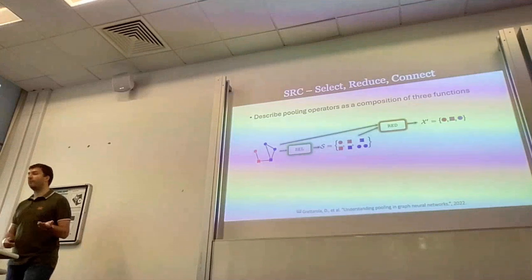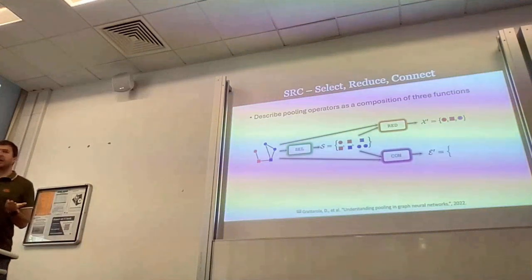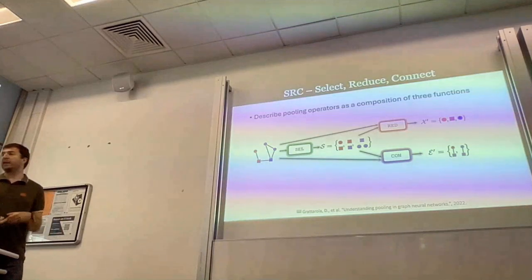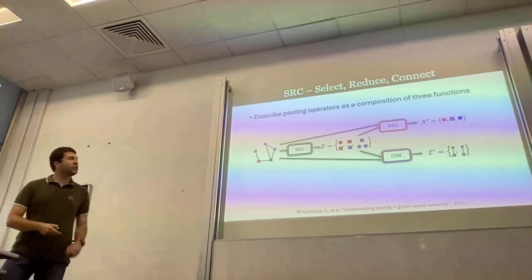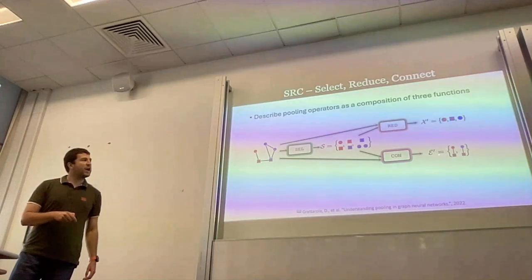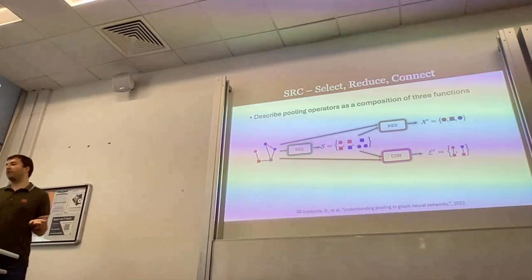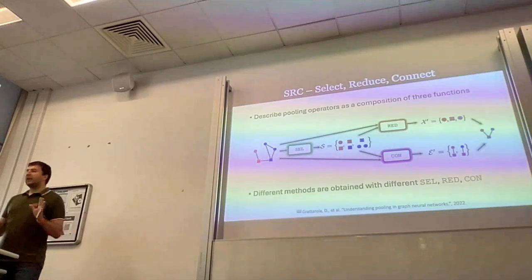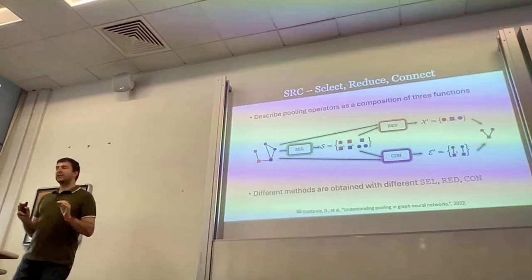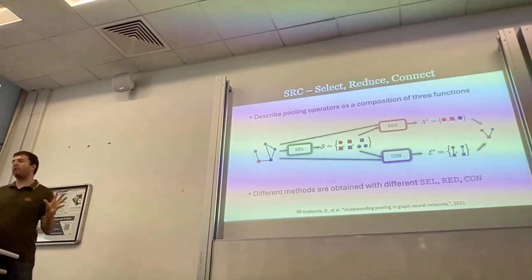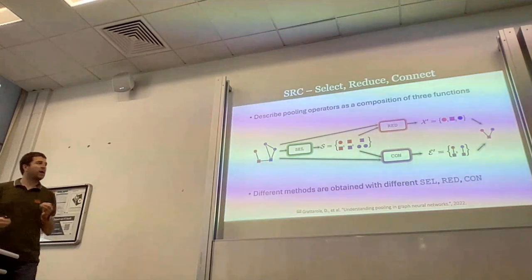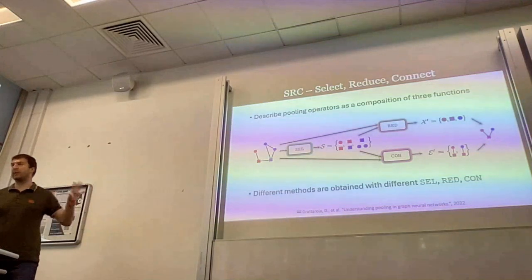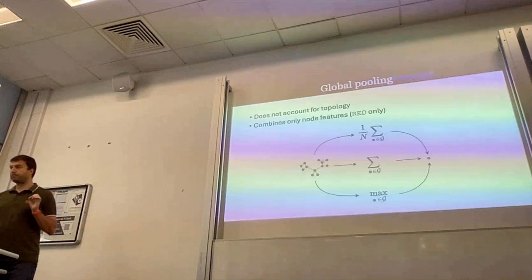The next thing to do is to compute the connectivity of the pooled graph. And this is done by the connect operator, which defines where edges should be in the pooled graph. Okay, and in the end, we end up with this. So different pooling operators, different methods can be obtained, basically all of them, by describing in a different way the select, reduce, and connect operations. I will show you some examples in a few slides.